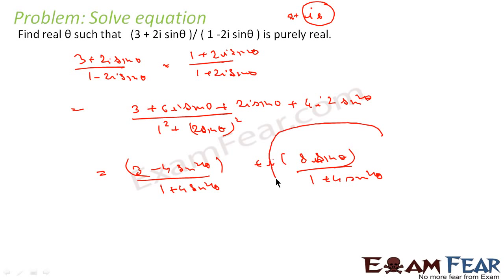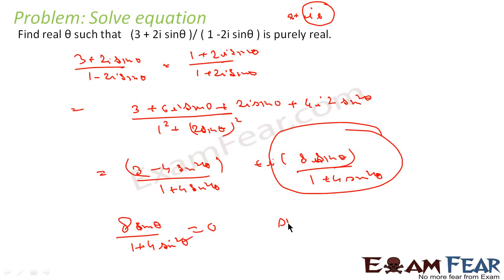Now we want to make this real, so this imaginary part should be equal to 0. So we say 8 sin theta by 1 plus 4 sin square theta should be equal to 0. That means sin theta should be equal to 0. So theta should be n pi, where n is an integer.